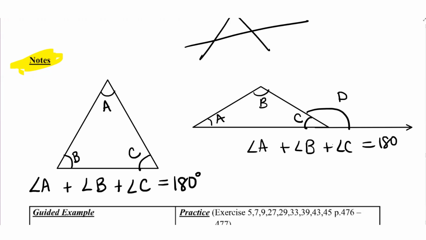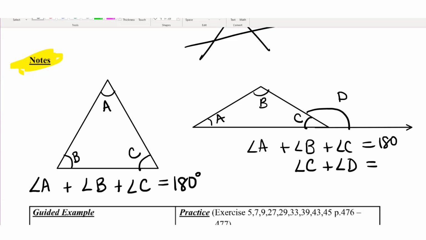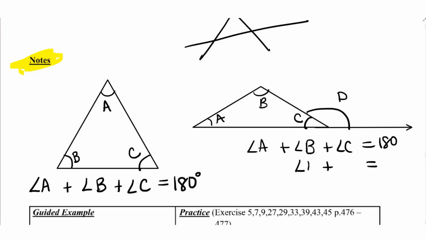But we also know that angle C plus angle D adds up to what? 180 as well. I'm actually going to write that in reverse just to make a point here. Angle D plus angle C also adds up to 180. And then there's a less obvious relationship. I'm going to write down, this is called the exterior angle.